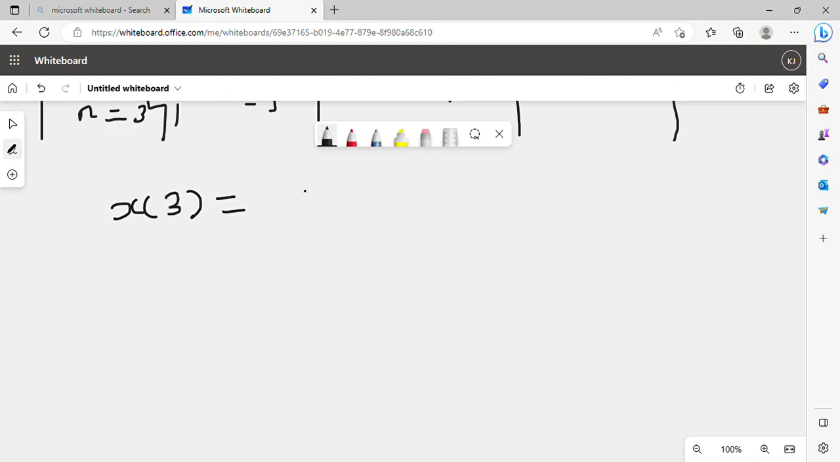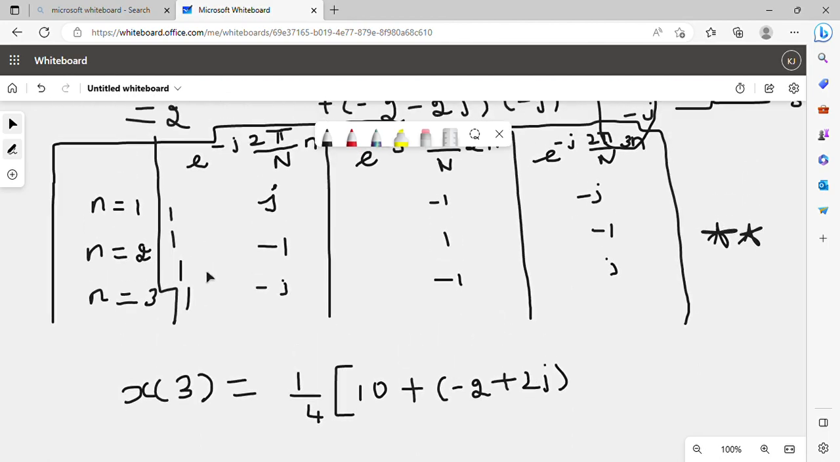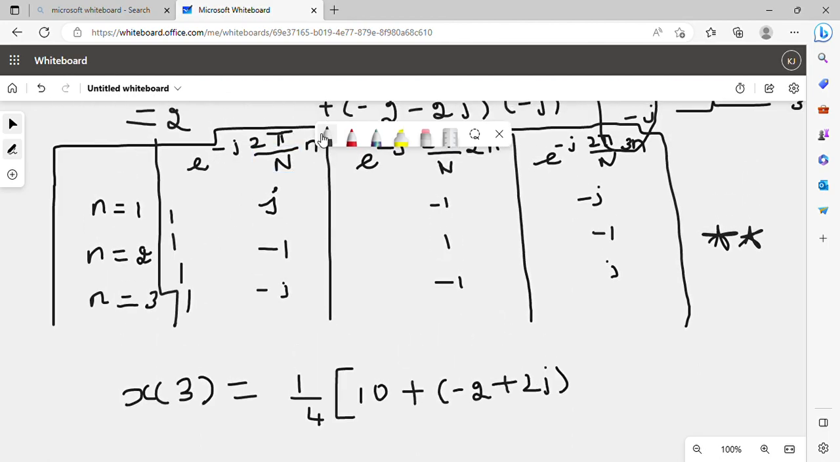I'll write the resultant now. So here it is 1 by 4 into 10 into, it is 10 because e to the power of 0 is 1. Here it is plus minus 2 plus 2j into, let me go to the table, according to my table, e to the power of minus j 2 pi by N into n for n is equal to 2. Here it is 2. I'm so sorry students, just a minute, I'll make a change. Let me go back once again and check it.